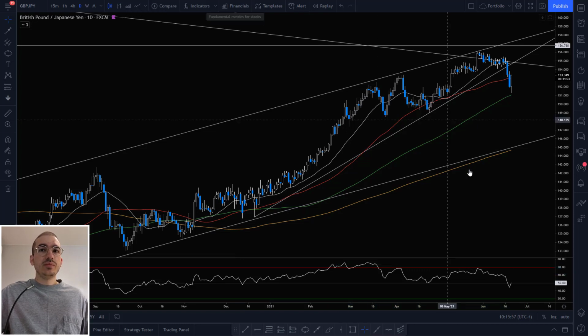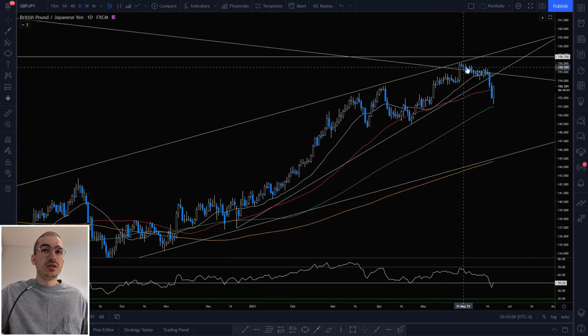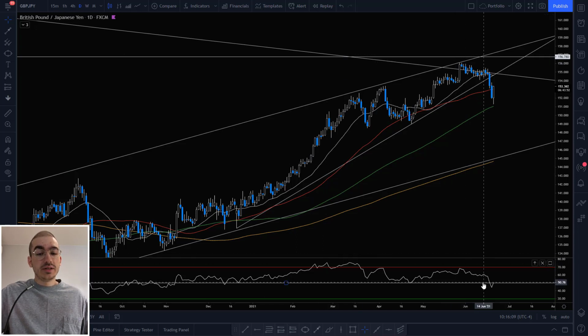So overall, all of this to say that in terms of technicals, around these levels here is really where, to me, the pair started to look overextended because we had reached many important levels and the RSI was also starting to diverge from the price.